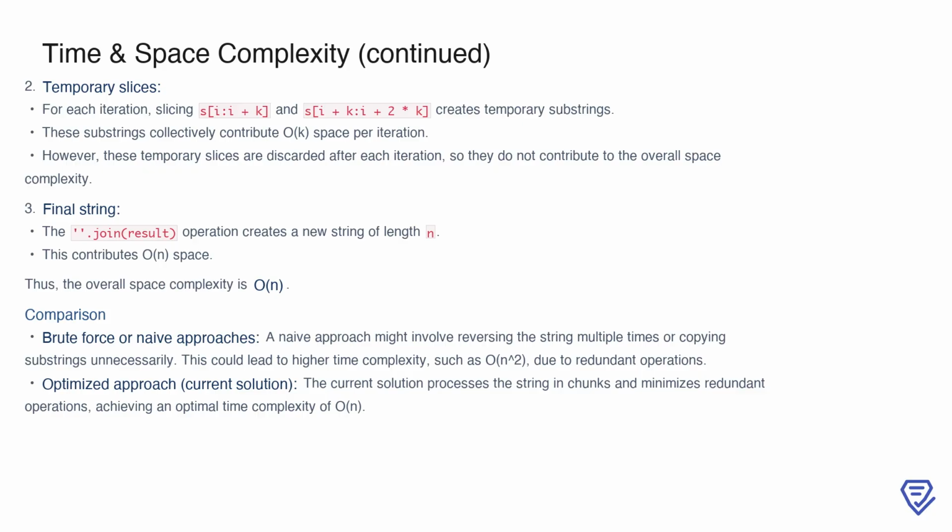Compared to brute force or naive approaches, which might involve repeatedly reversing substrings or performing redundant operations, the optimized solution achieves O(n) time complexity by processing the string in chunks and minimizing unnecessary steps. The space complexity is also optimal, as it scales linearly with the input size.